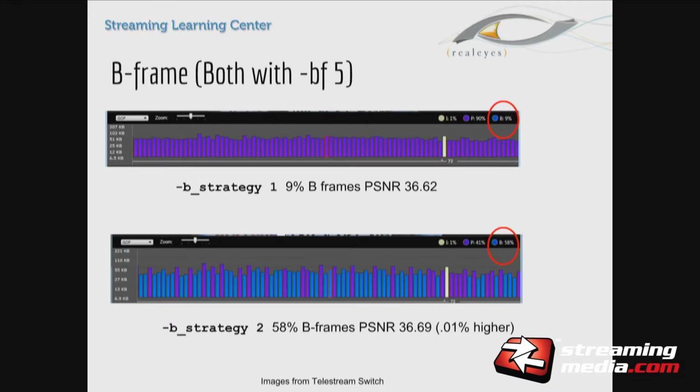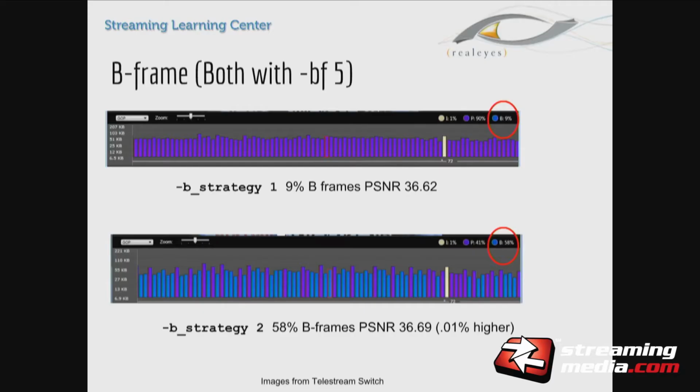So this is Telestream Switch again. And what's fun about this tool is it actually tells you in the upper right what percentage of the frames are B-frames. So if you use a strategy of 1, 9% of the frames overall are B-frames. If you use a strategy of 2, 58% of the frames are B-frames. So if you think B-frames are important, then you need to use a strategy of 2. If you don't think they're important, then you can just use 1. It's going to be faster.